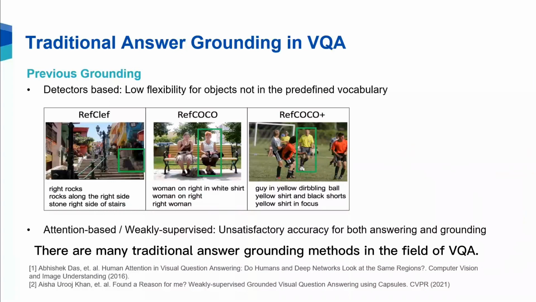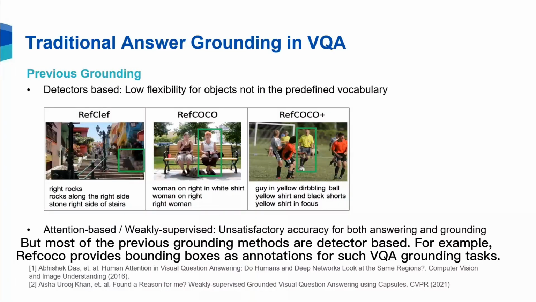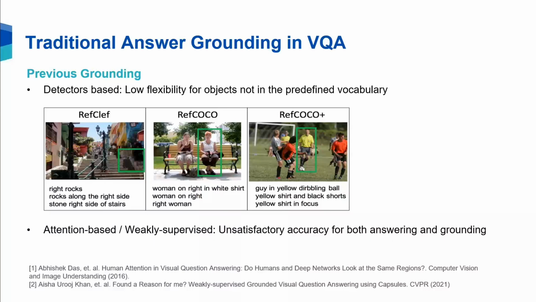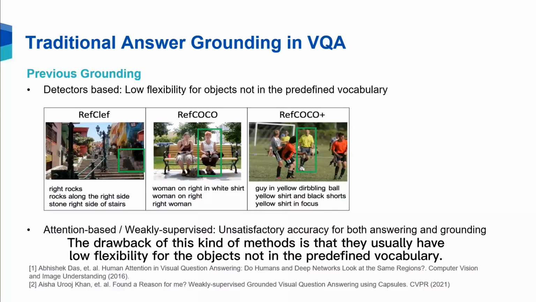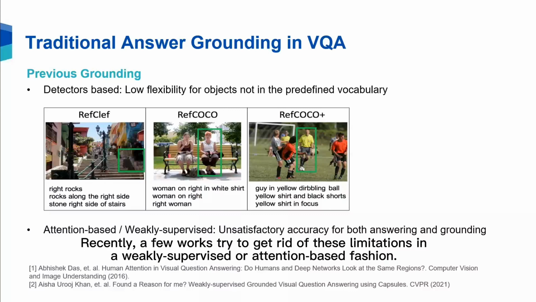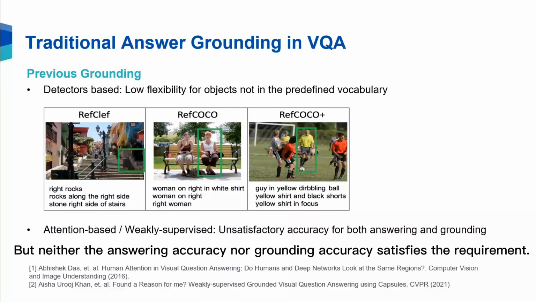There are many traditional answer grounding methods in the field of VQA, but most of the previous grounding methods are detector-based. For example, RefCOCO provides bounding boxes as annotations for such VQA grounding tasks. They usually rely on pre-trained detection models to provide object features. The drawback of this kind of method is that they usually have low flexibility for objects not in the predefined vocabulary. Recently, a few works try to get rid of these limitations in a weakly supervised or attention-based fashion. But neither the answering accuracy nor the grounding accuracy satisfies the requirement.